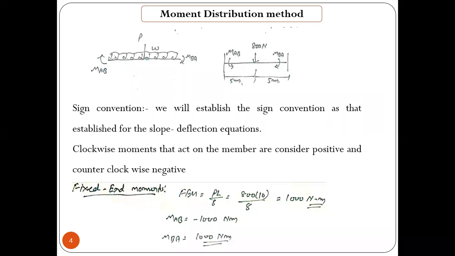So in this particular case, first we are going to see the sign convention that we need to adopt. This is the beam, as you can see, with MAB and MBA. There is a clockwise movement acting on both sides, a point load P, and a UDL of W kilonewton per meter. Likewise here also you can see MAB and MBA. These are the moments acting due to the 800 Newton point load acting at the center. We will establish the sign convention as we already established in the slope deflection method.